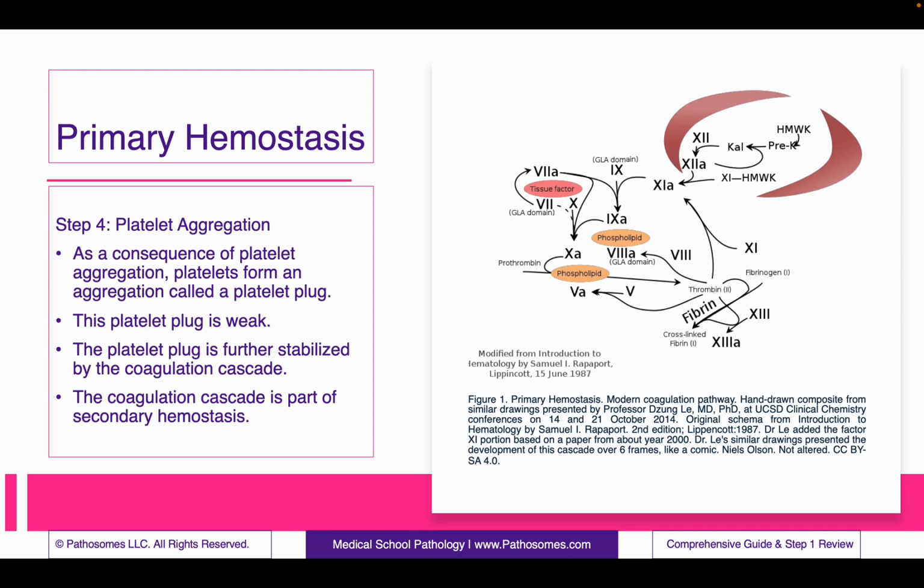But this platelet plug, it's weak, like you when you go to the gym. Just kidding.